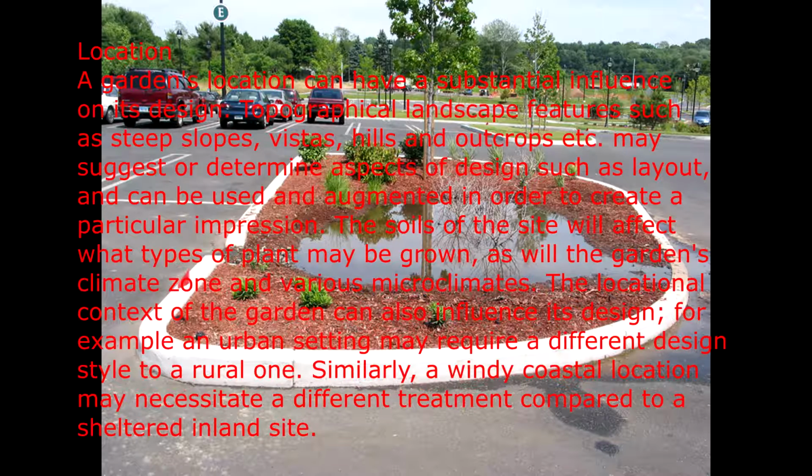The soils of the site will affect what types of plant may be grown, as will the garden's climate zone and various microclimates. The location context of the garden can also influence its design. For example, an urban setting may require a different design style to a rural one. Similarly, a windy coastal location may necessitate a different treatment compared to a sheltered inland site.